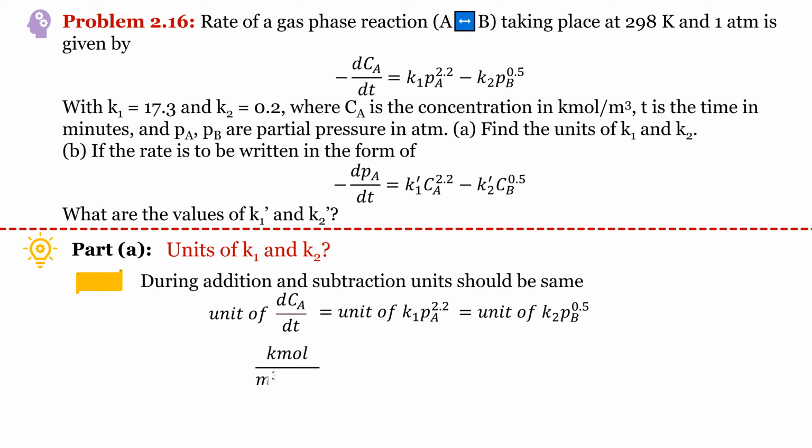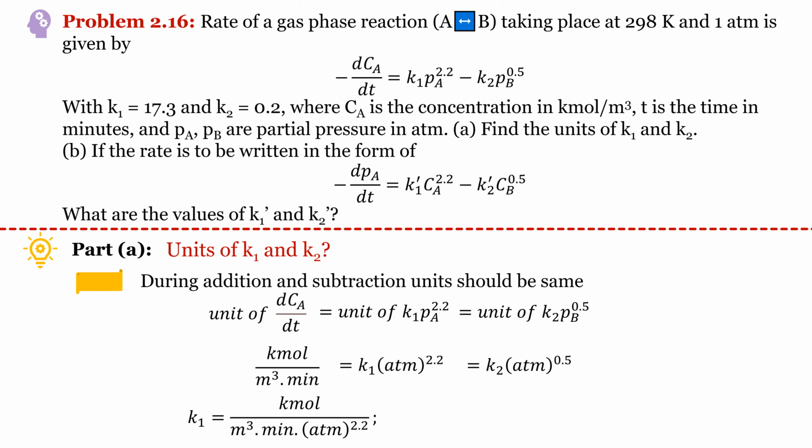Now simply write the unit of dCA by dt. CA is given in kilomole per meter cube and time is given in minute. Here we don't know the unit of K1, but partial pressure is given in terms of atm. In the same way, we can write the unit for PB, which is also given in atm. So from this equation we can easily find the units of K1 and K2. This will be the unit of K1 and this will be the unit of K2.